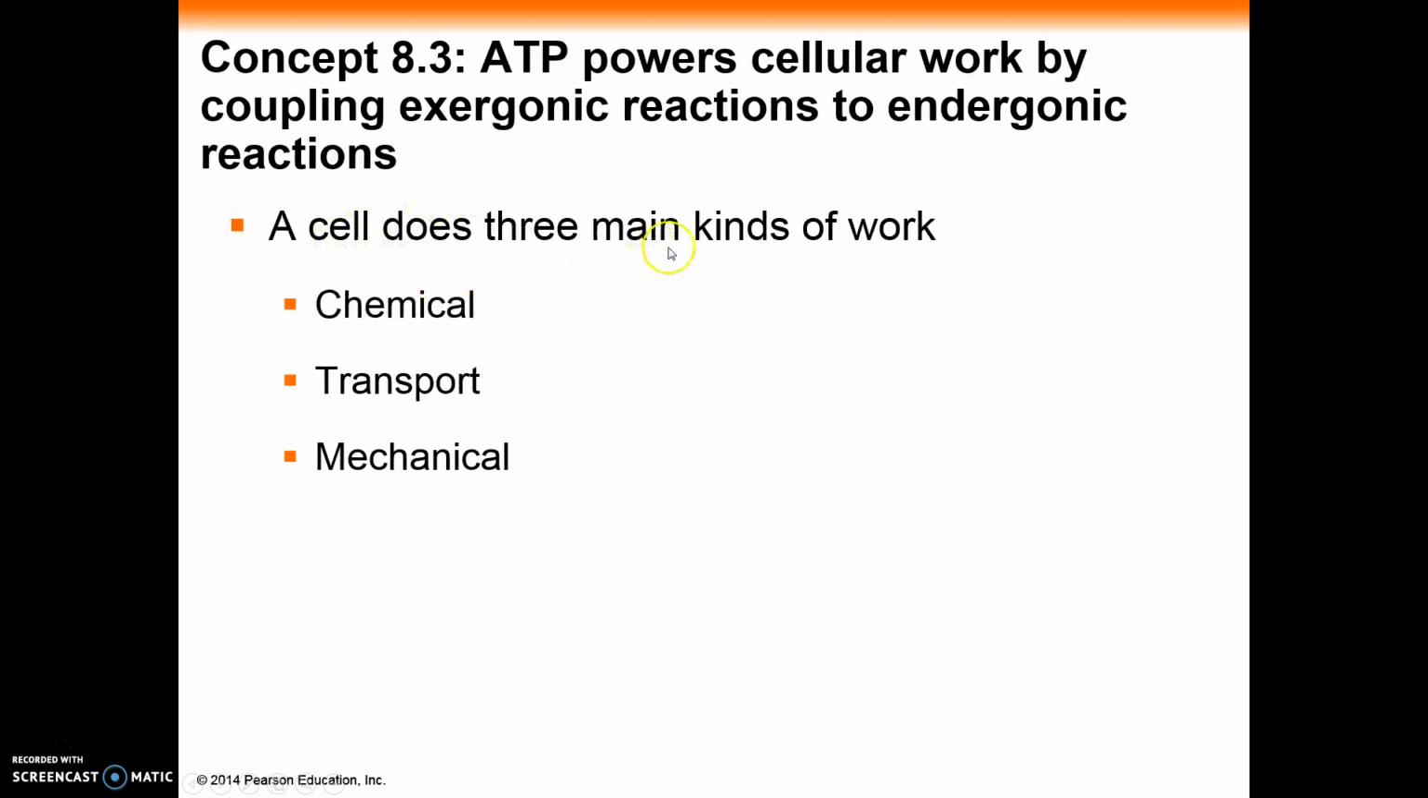So in the cell, we need to do three main types of work. Either chemical work, where we're making things, transport work, where we're moving things across the membrane, or mechanical work where we're either moving the cell, moving flagella, contracting a cell, any type of actual physical movement.